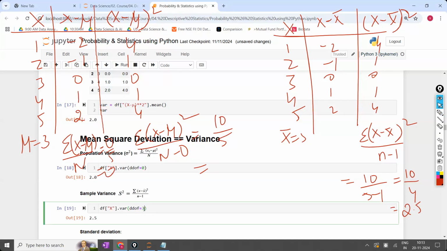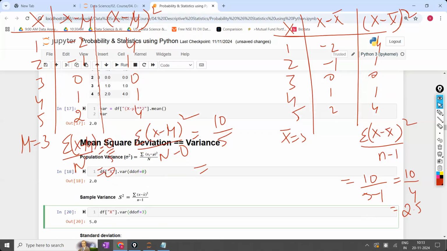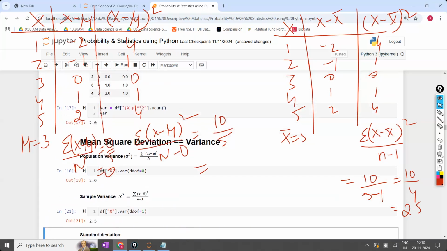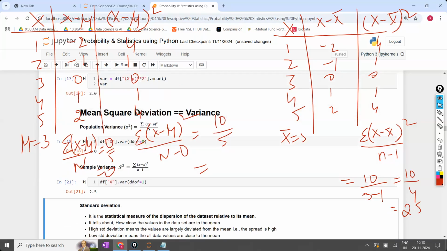If you write 3, it will apply n minus 3. Now if you apply n minus 3, 10 divided by 5 minus 3, which is 2, 10 divided by 2 is 5. So you are going to get 5. So divide by what? N minus 0 should be applied on the population, and n minus 1 should be applied on the sample. Any one only you have to calculate, no need for both of them.